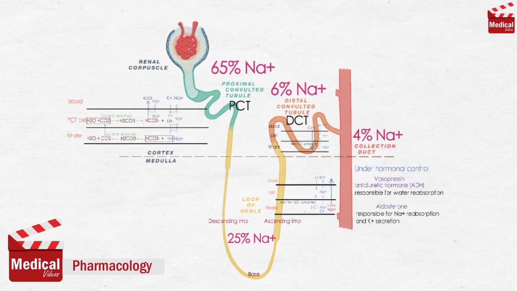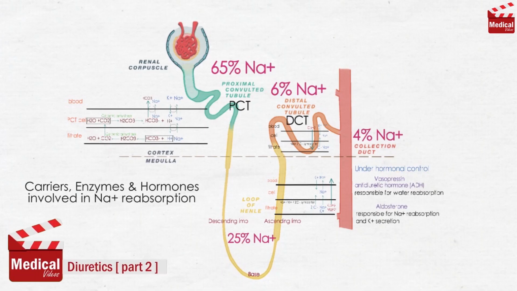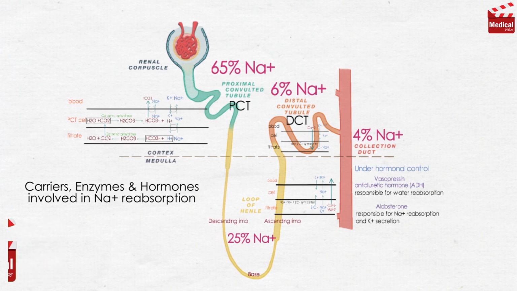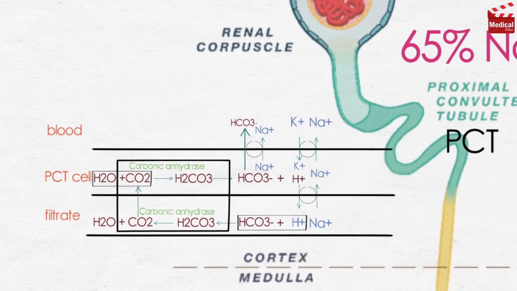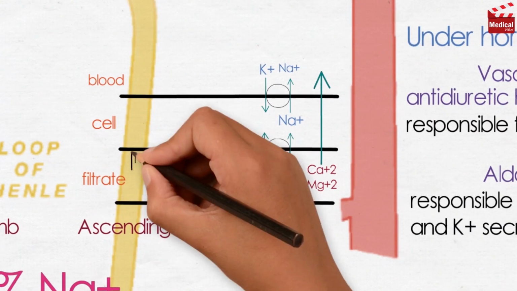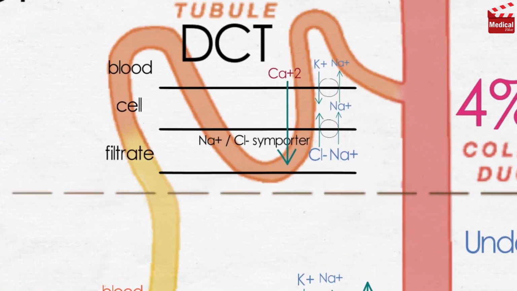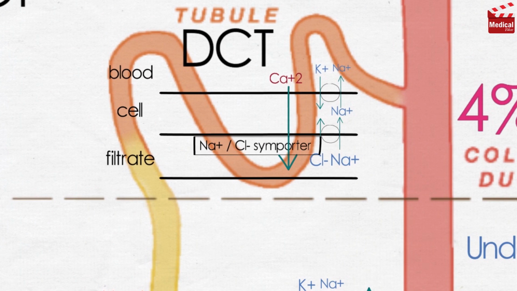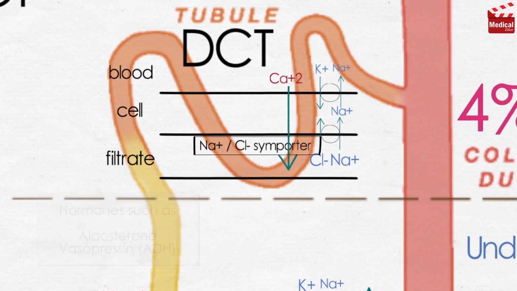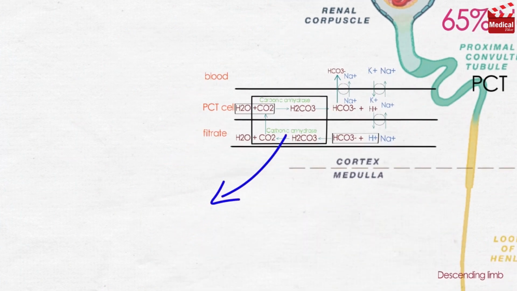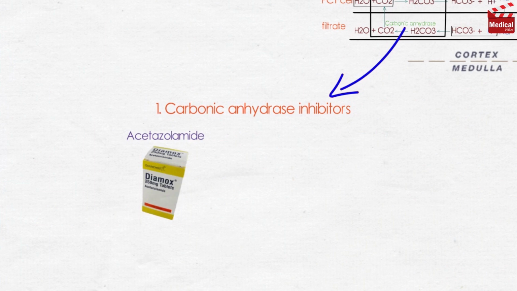From the previous lecture we know that there are some important carriers, enzymes and hormones involved in sodium reabsorption. Simply, they are the targets for different kinds of diuretics, such as carbonic anhydrase enzyme, sodium-potassium-2-chloride symporter, sodium-chloride symporter, and hormones such as aldosterone and vasopressin. The first category we'll discuss is the carbonic anhydrase inhibitors, such as acetazolamide.